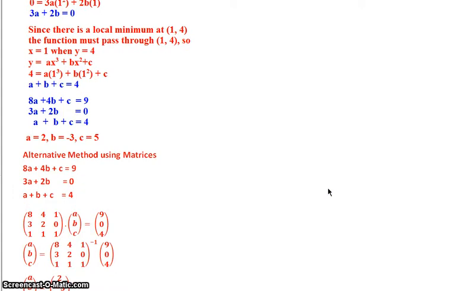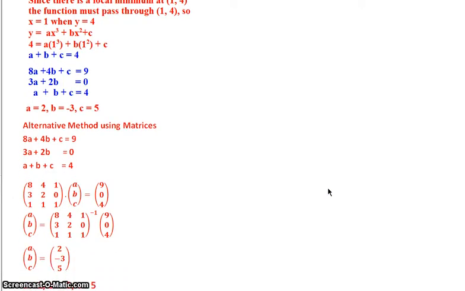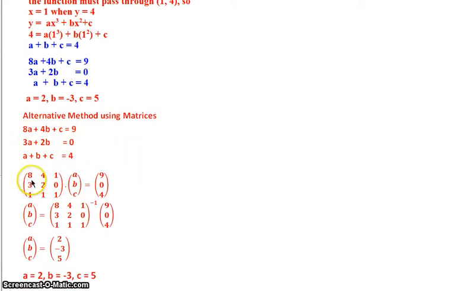So this is an alternative way of solving that system of simultaneous equations. There are the three equations again. This time you can write them as a matrix equation. And I simply take the coefficients of A, B and C, which is 8, 4, 1 and 3, 2. Now there's no C in the second equation, so it's 0. And the coefficients of the third equation, 1, 1 and 1, and I form a 3 by 3 matrix multiplied by the variables, which are A, B and C, equals 9, 0, 4 on the right hand side.